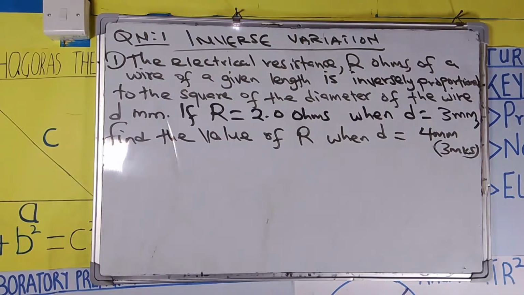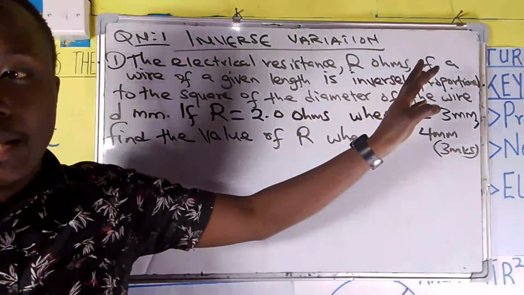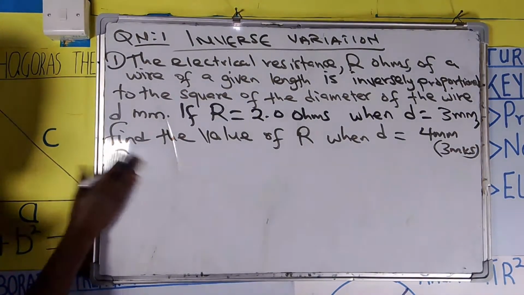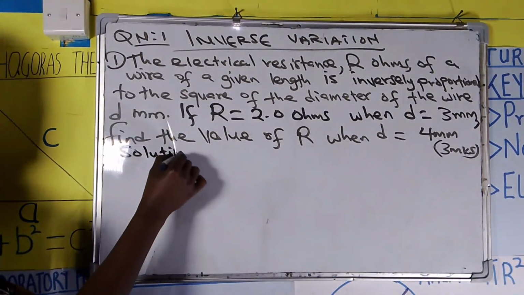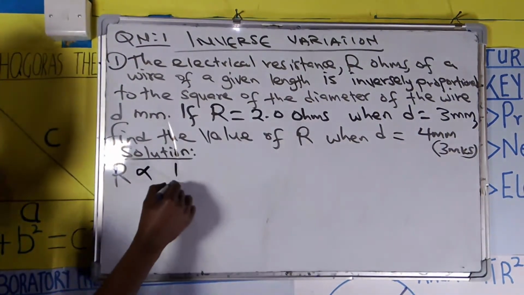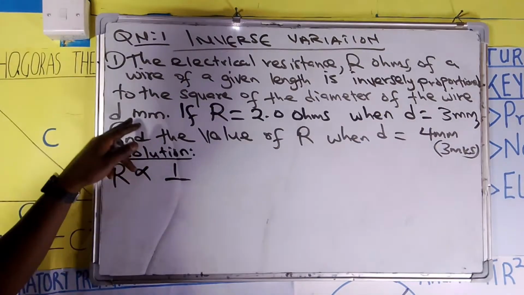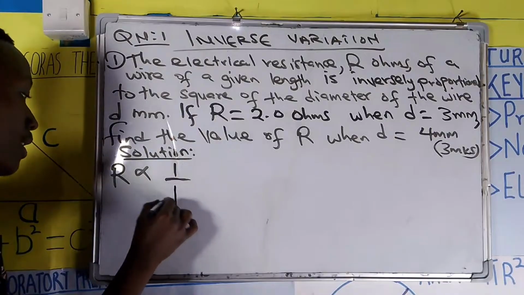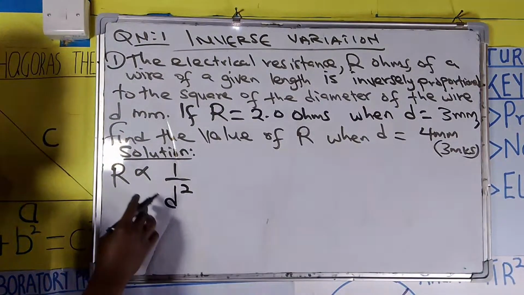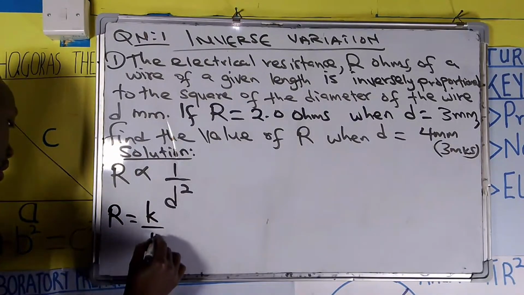The electrical resistance R ohms of a wire of a given length is inversely proportional to the square of the diameter of the wire D. This is now the solution. R is inversely proportional to 1 over the square of the diameter D. Then, when you see this, first you introduce a constant: R is equal to k over D squared.